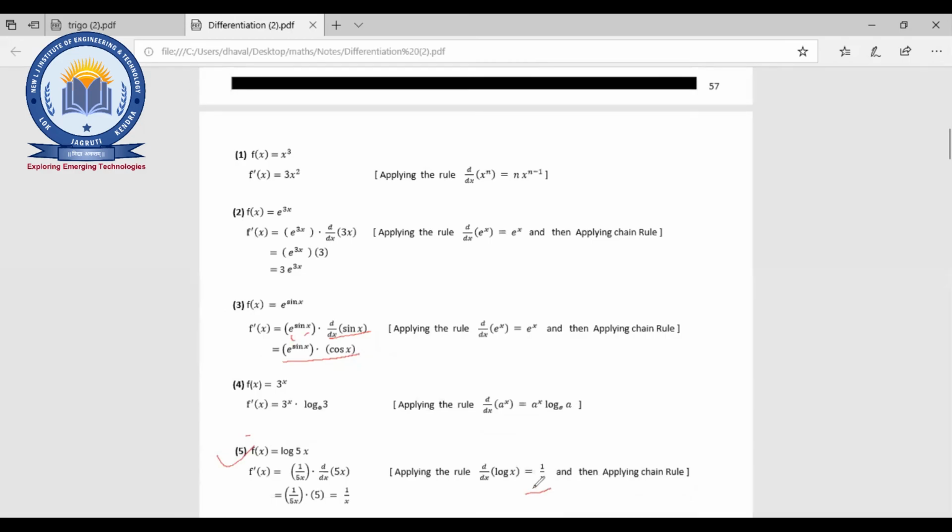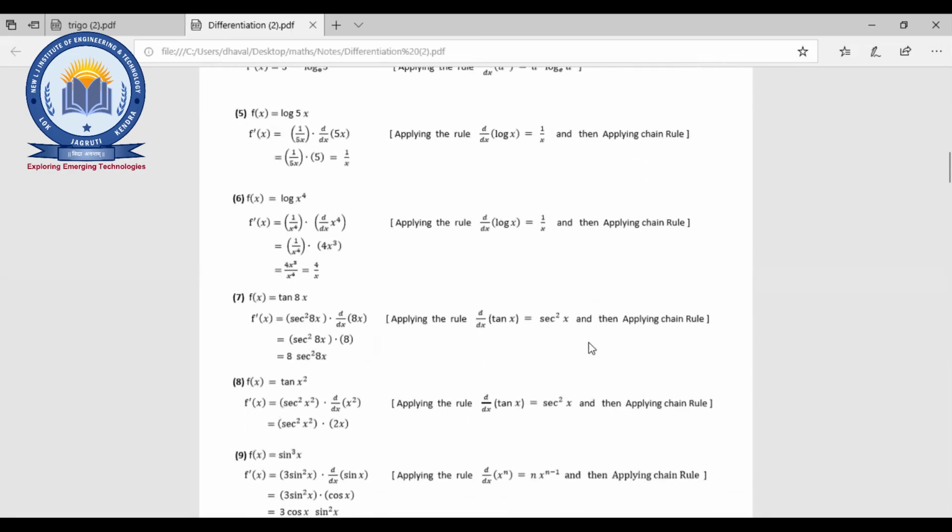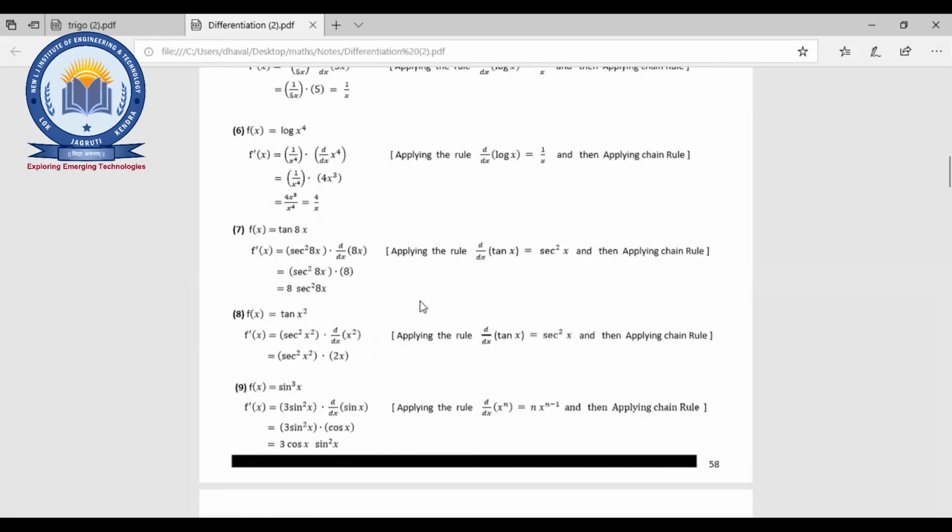So, log 5x, that means 1 upon 5x as it is, plus, this is the function 5x, right? So d by dx of 5x. So we know 3x, so here we have seen, right? 3x, so answer will be 3. Here it is 5x. So answer will be what? 5. So this 5 is going to be cancelled out. Your answer will be what? 1 by x. So for log 5x, your answer will be what? 1 by x. Yes.